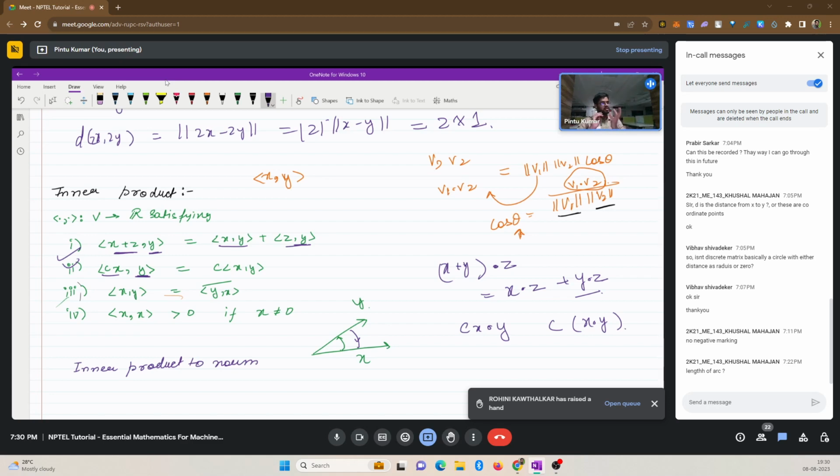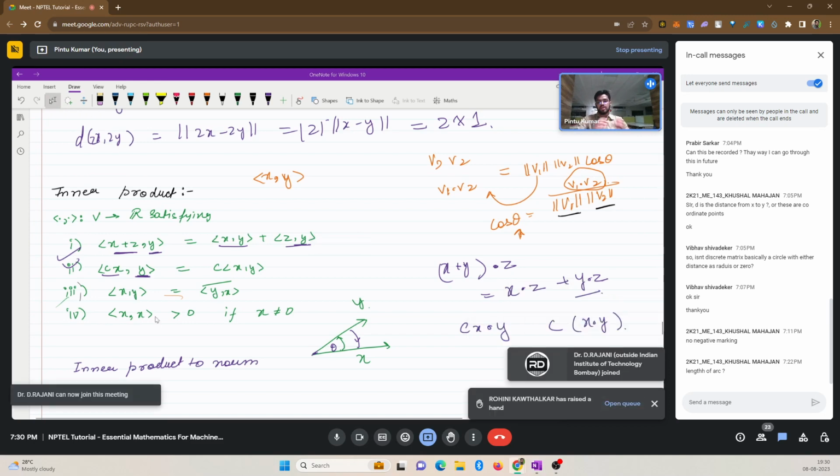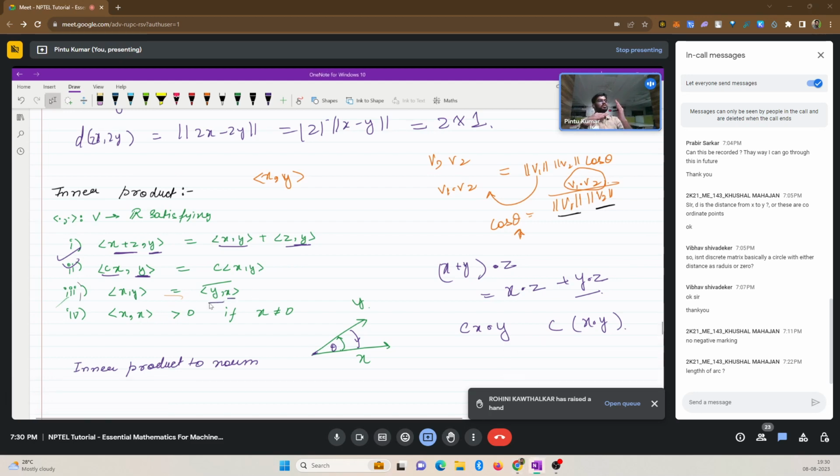This doesn't make a lot of difference when you're talking about real space R2 or R3, when we are worried about our angle theta, but in complex space this can make some difference. So the third property says that if you take the inner product between x and y and the inner product between y and x, they are complex conjugates of each other. The hat I have drawn on top is the complex conjugate. This is the third property of our inner product.